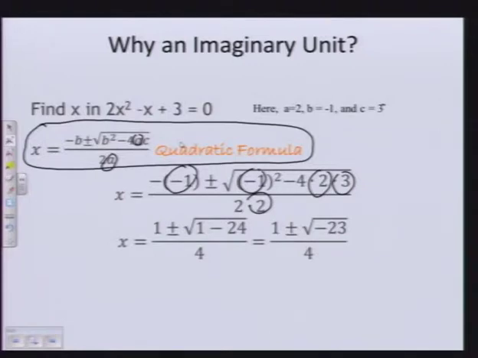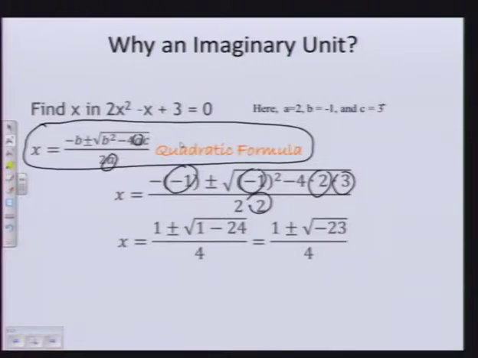And so when we simplify this, we end up with x equal to 1 plus or minus the square root of 1 minus 24, all divided by 4. We simplify underneath the radical further, and so we end up with 1 plus or minus the square root of -23, divided by 4.